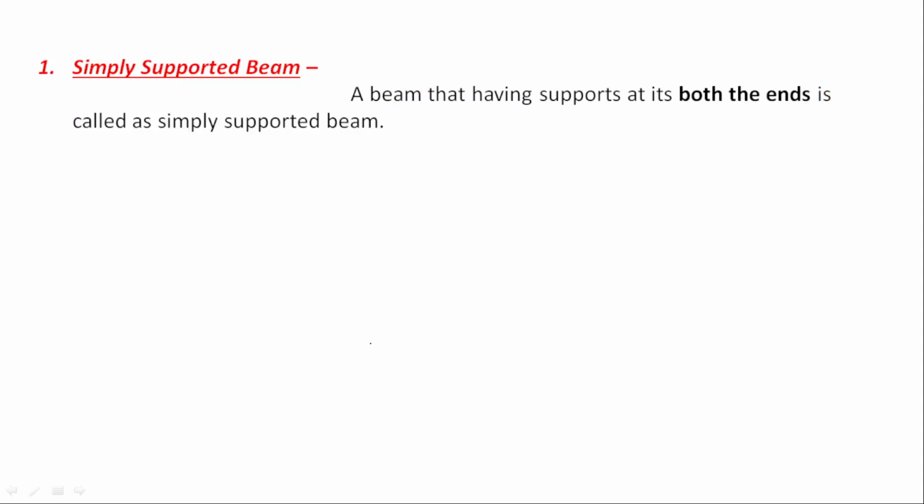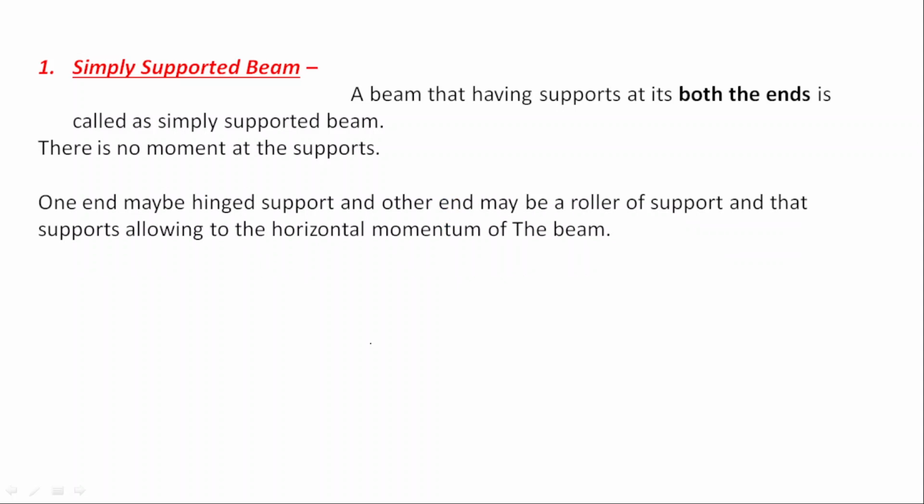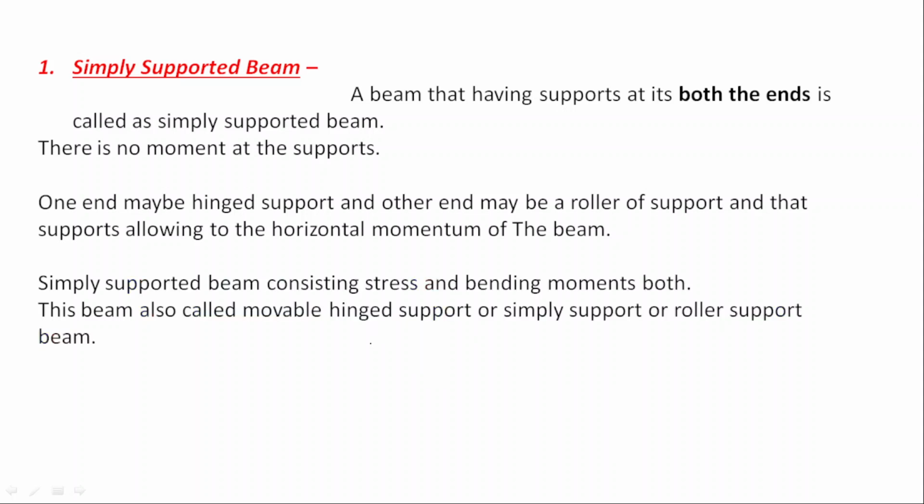So first is simply supported beam. A beam that has support at both the ends is called a simply supported beam. मतलब वह बीम जिसके दोनों एंड पे सपोर्ट लगा हुआ होता है उसे हम सिंपली सपोर्टेड बीम कहते हैं. There is no movement at the support. One end may be a hinged support and the other end may be a roller support, and that support allows the horizontal movement of the beam.